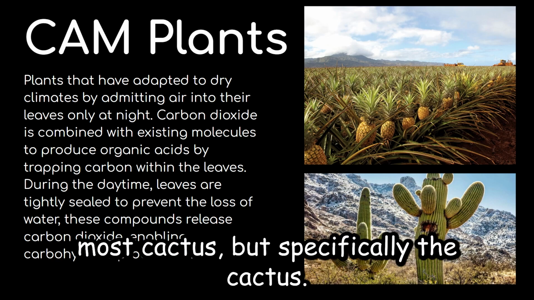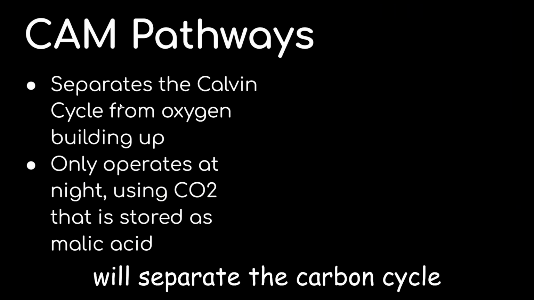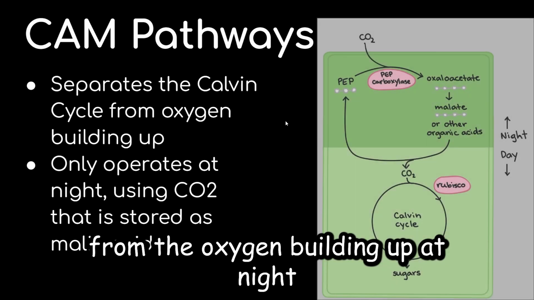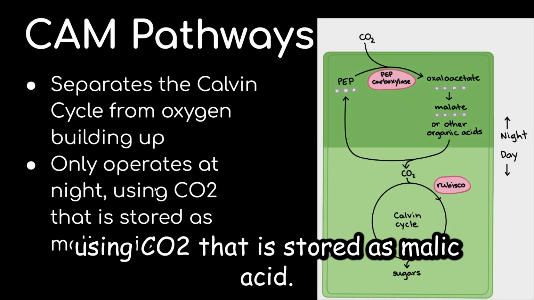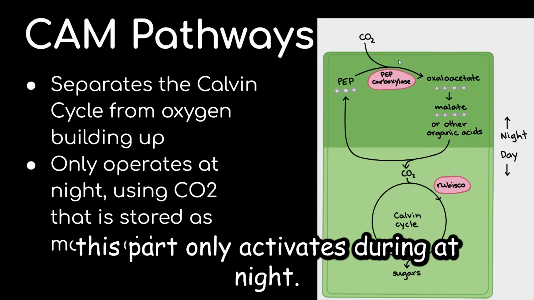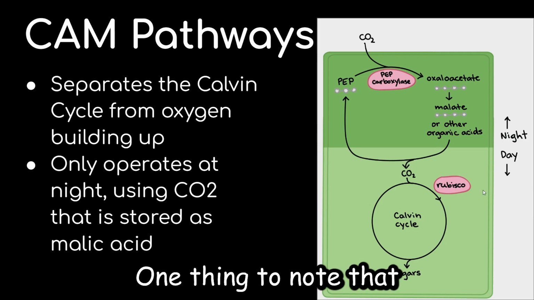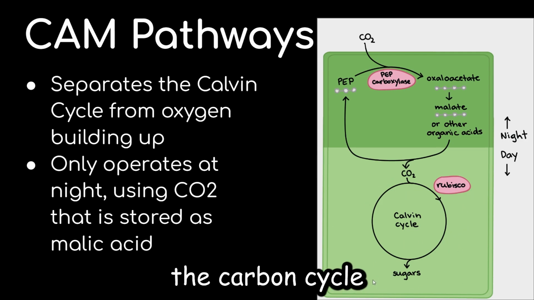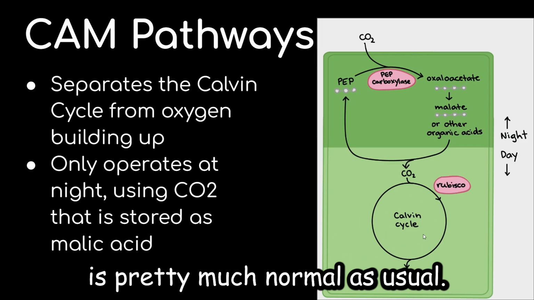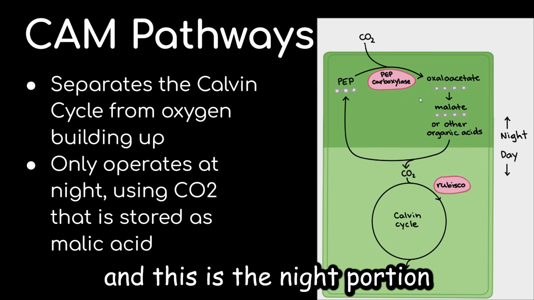And most cacti will be CAM plants. More in depth, CAM pathways separate the Calvin cycle from the oxygen building up at night and will only operate at night, using CO2 that is stored as malic acid. So as you can see, this part only activates at night, and the daytime is just the regular Calvin cycle. One thing to note is that the Calvin cycle is pretty much normal as usual. However, there's just an added layer to it, and this is the night portion.